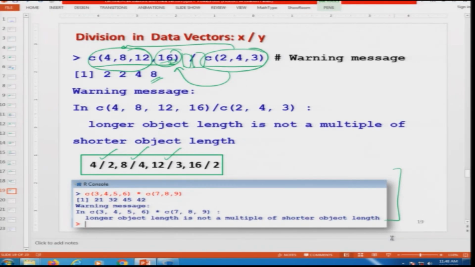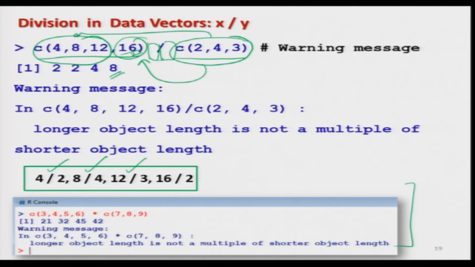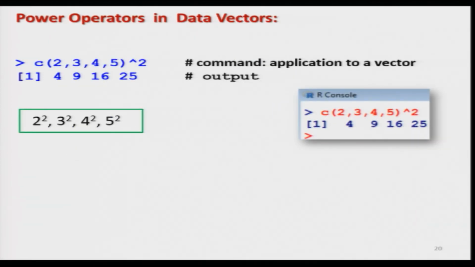So, now let us come back to our slides and come to our last operation, the power operator. That is also pretty simple. If you take a data vector like c(2, 3, 4, 5) and write hat 2, then this power operator is going to operate on each of the numbers inside this data vector. So, this will become 2 square, 3 square, 4 square and 5 square, and you will get the answer 4, 9, 16 and 25. And this is the screenshot.